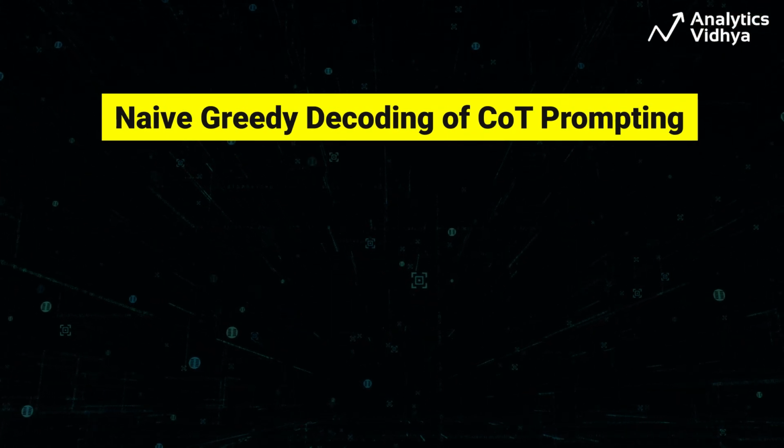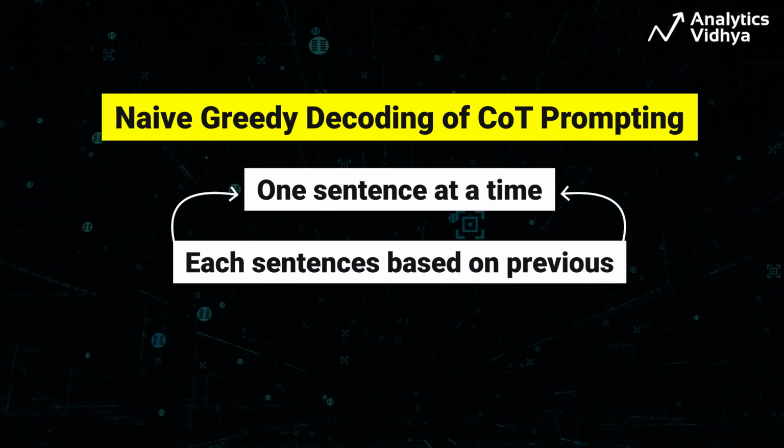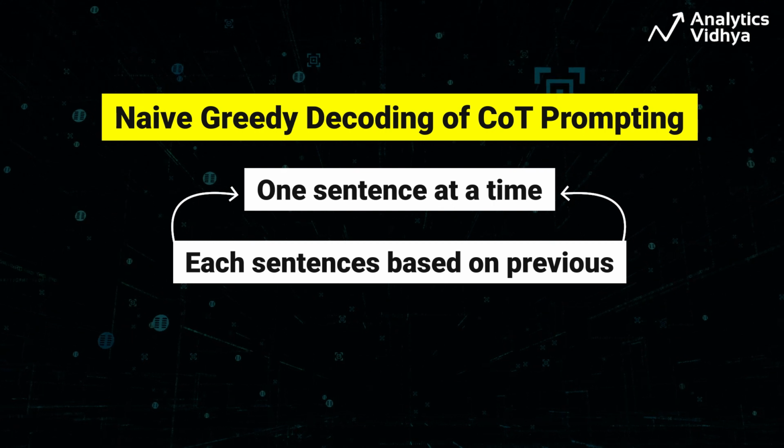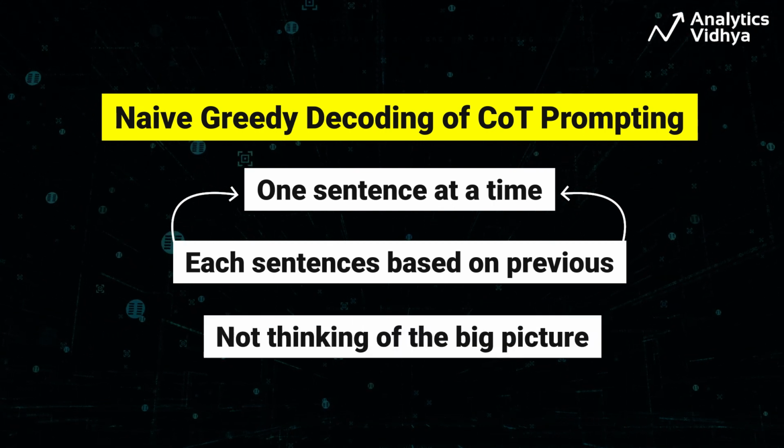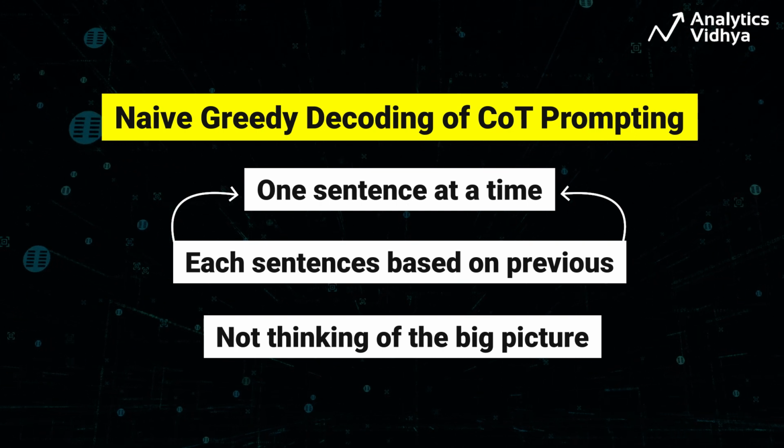It's like you are trying to write a story one sentence at a time, and each sentence is based only on the previous sentence that you wrote, without really thinking too much about the fitment of this sentence into the overall story. That's what we mean by naive greedy decoding. And to solve for this problem, we have self-consistency prompting. Let's have a look at it.